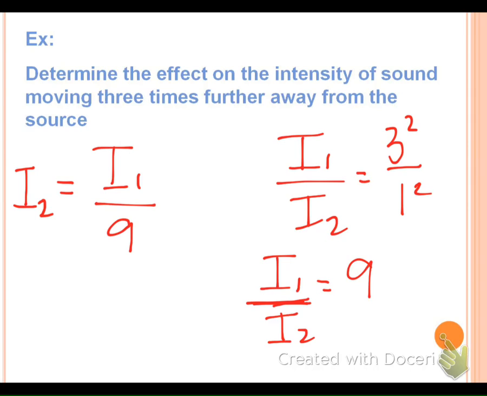So the intensity as you move 3 times the distance is only 1/9 of the intensity at the source. The farther and farther you move away, you're going to start seeing a very big difference in the intensity of that sound wave. Even though you're only 3 times farther away, you can only hear 1/9 of what the people up front are hearing.